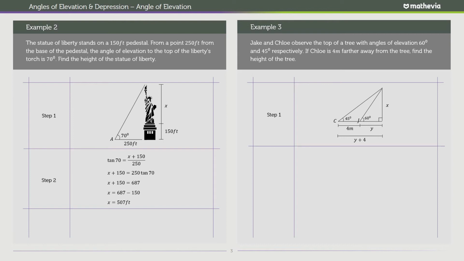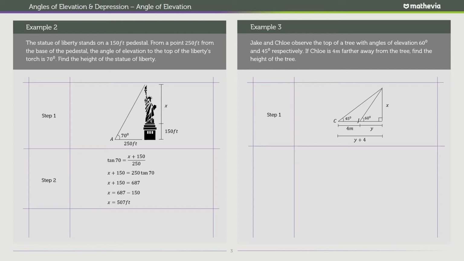Now, we have two triangles here. Jake's triangle is the smaller triangle. In Jake's triangle we have 60 degrees, the height of the tree as x, and the adjacent, the distance of Jake from the tree, is y. So our adjacent is y, opposite is x.